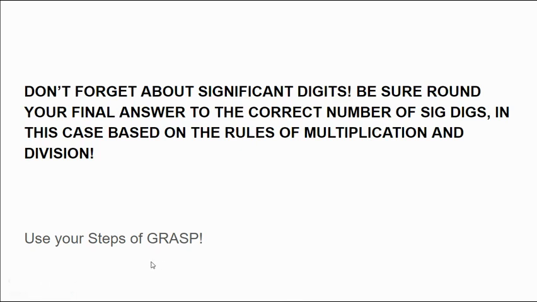Okay, so as you go through these examples, what I want you to do is keep in mind significant digits in your final answer. You do not have to round to the final number of sig digs until your therefore statement. We're just using multiplication and division rules. And please try to use your steps of GRASP. The G and the R are optional, but definitely the ASP of GRASP. Please make sure you include that with your full solutions.